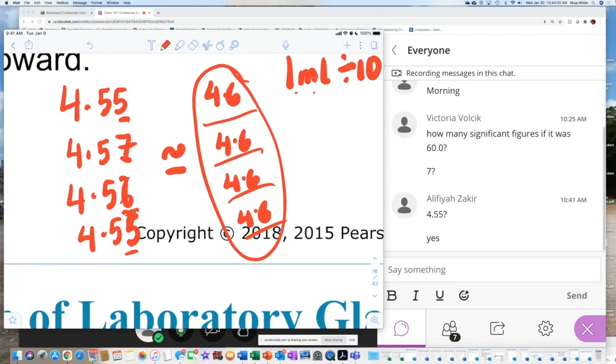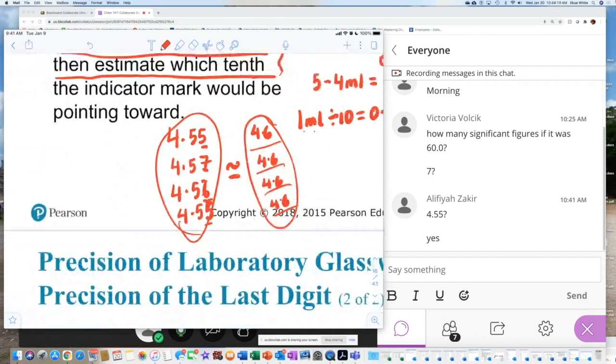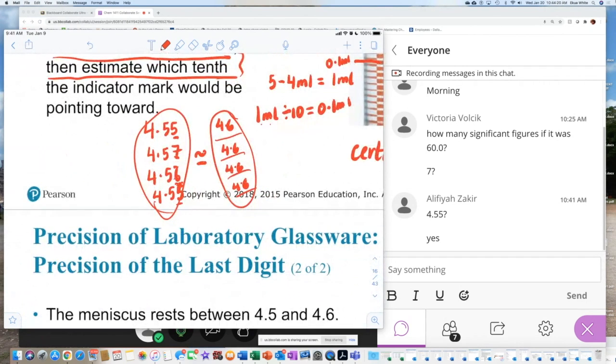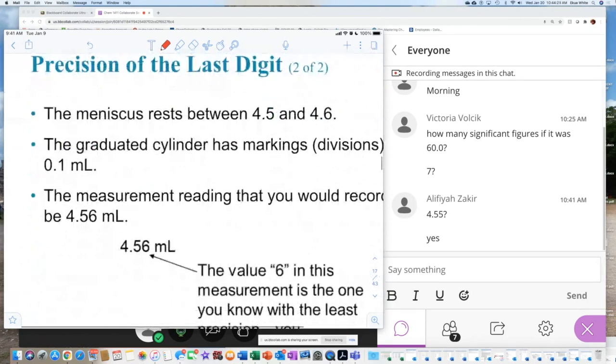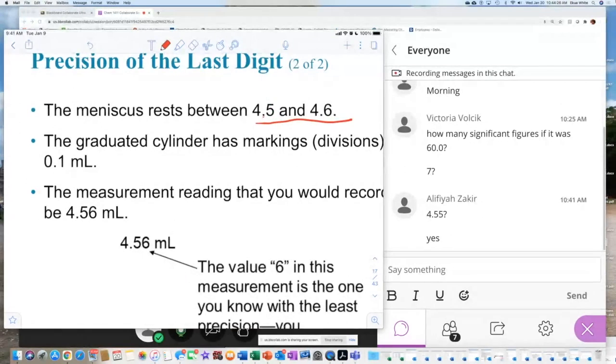We all agree. Here, we didn't all agree. We all had our own opinions about the last uncertain digit. So you can see significant figure rules help us to round up or round down, and help us get to the same page when it comes to measurements. Okay? And the idea here is to minimize error, of course. Scientists are trying to make sure that their answers are correct. So they're telling you here, in words, that the meniscus lies between 4.5 and 4.6.